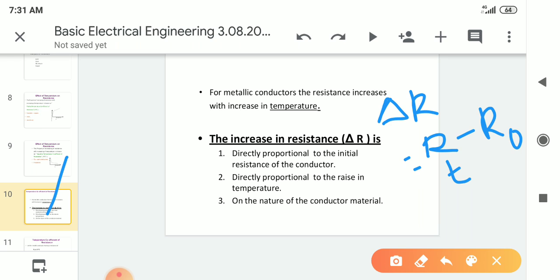The difference between this initial resistance and the resistance at the raised temperature is called the change in resistance. It is represented with delta R.